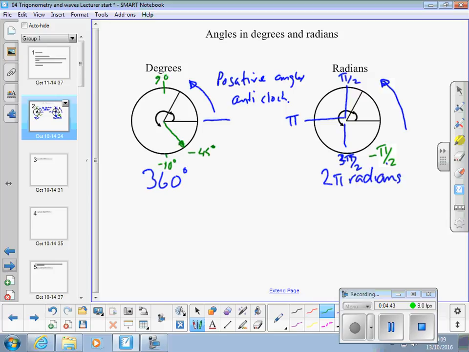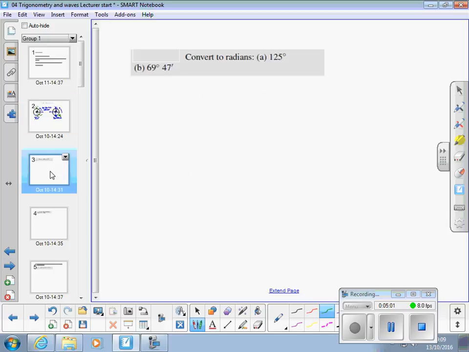So, depending on the flavour of the question, we may need to be talking about angles in either degrees or radians. We also might need to convert from one to the other. So, a problem. Convert to radians. 125 degrees. How might we do that?